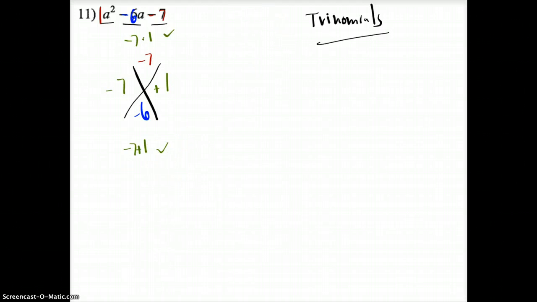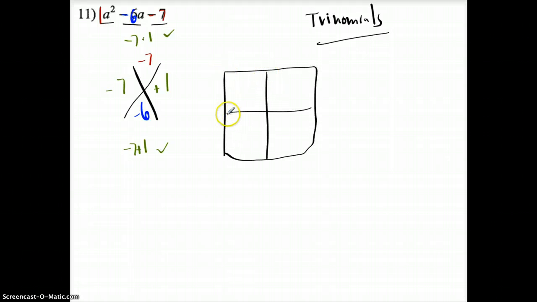Okay, we'll put them into the box. And then we'll put all different parts in here. We'll start with a squared. And then we'll have a negative 7. That's from the original equation. And then we'll have the 2 mystery numbers here, negative 7a and positive 1a. That's from these two numbers.